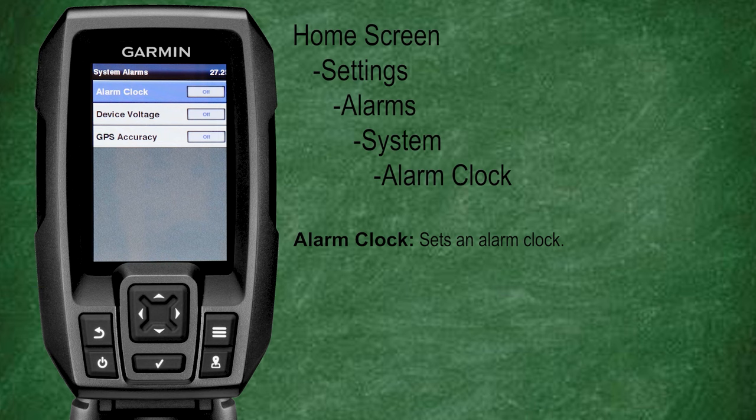So here we are, class number 9. We're going to be going over waypoints on the Garmin Striker Fish Finder. In this video, we're going to show you 3 ways to mark waypoints: using GPS coordinates, the waypoint map, and how to mark a waypoint at your current position. We're also going to show you how to edit your waypoints and some options for managing your list of waypoints.